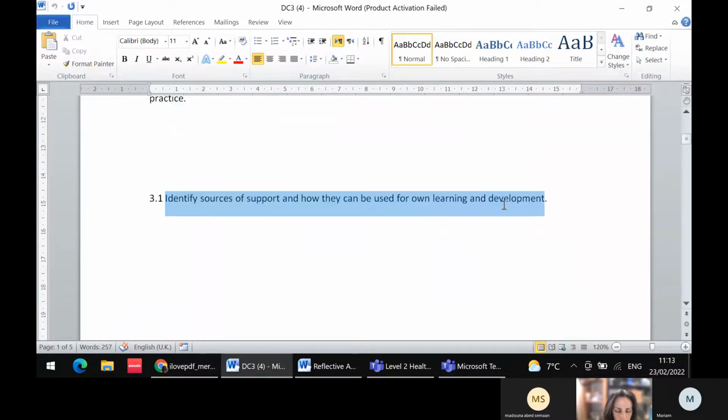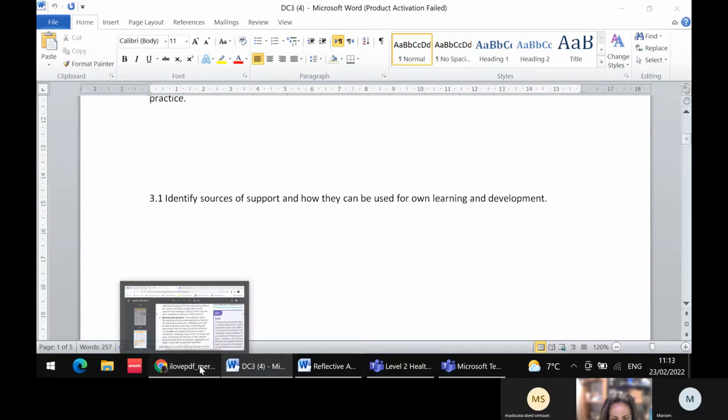How about identify sources of support and how they can be used for own learning and development. So, do you know where you can get support from? What are the resources for the support you can have in the workplace?